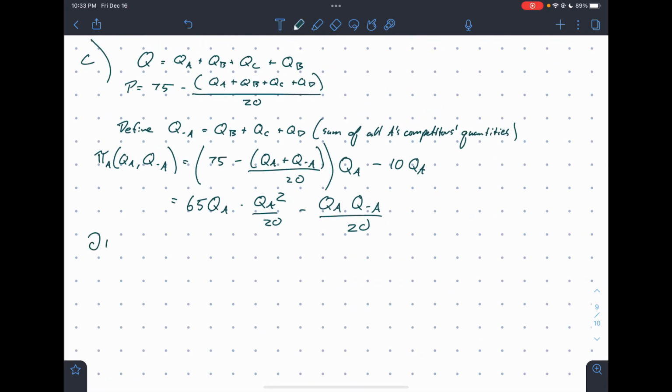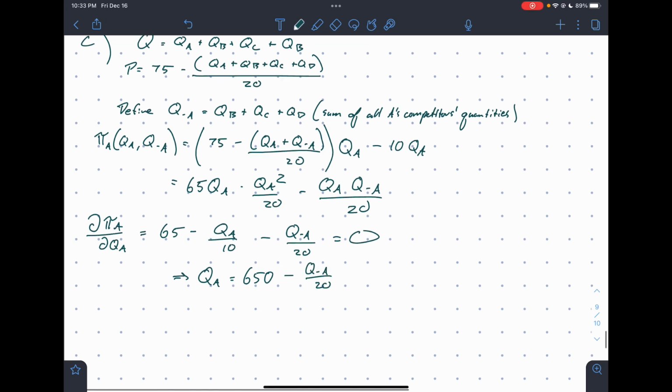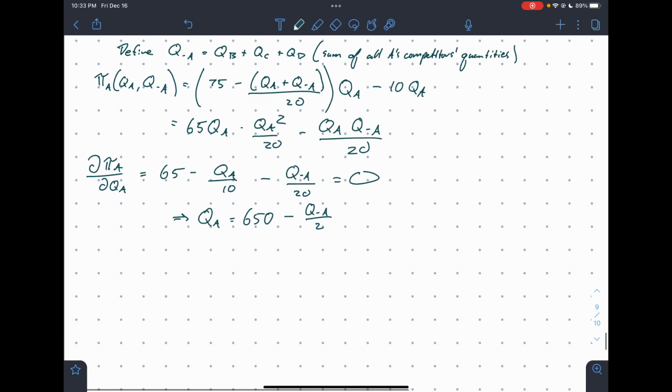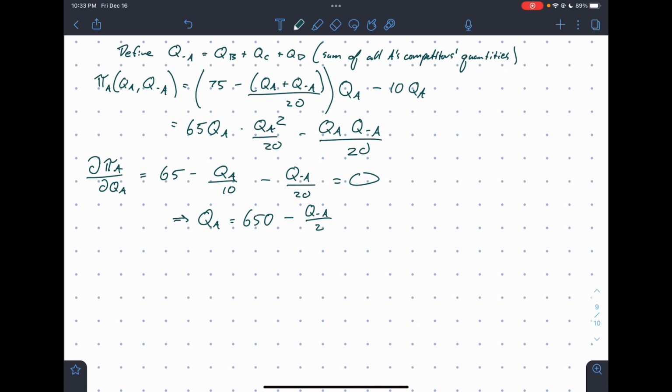So I want to find the derivative of this and set it equal to 0. So I get 65 minus QA over 10 minus Q negative A over 20. Set this equal to 0. Like I did in the previous part of the problem, I'll get QA is equal to 650 minus Q negative A divided by 2. So nothing fundamentally changes about the shape of the best response. The only thing that changes is I have a Q negative A here instead of just a QB.